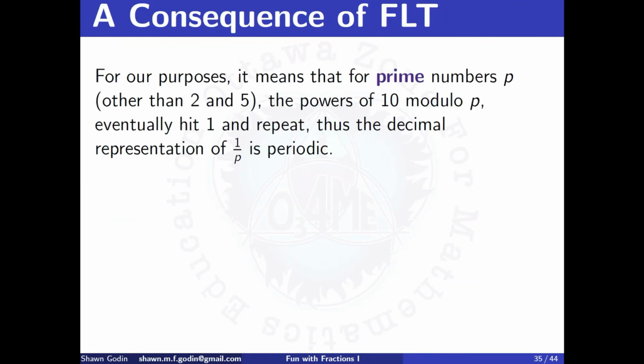So for our purposes, if we're dealing with prime numbers other than 2 and 5, because 2 and 5 go into 10 and this would fall apart for that, the power of 10 mod p is going to eventually hit 1 by Fermat's little theorem. And as a result, it's going to repeat and be periodic. And that tells us that the decimal representation of 1 over p is going to be periodic.